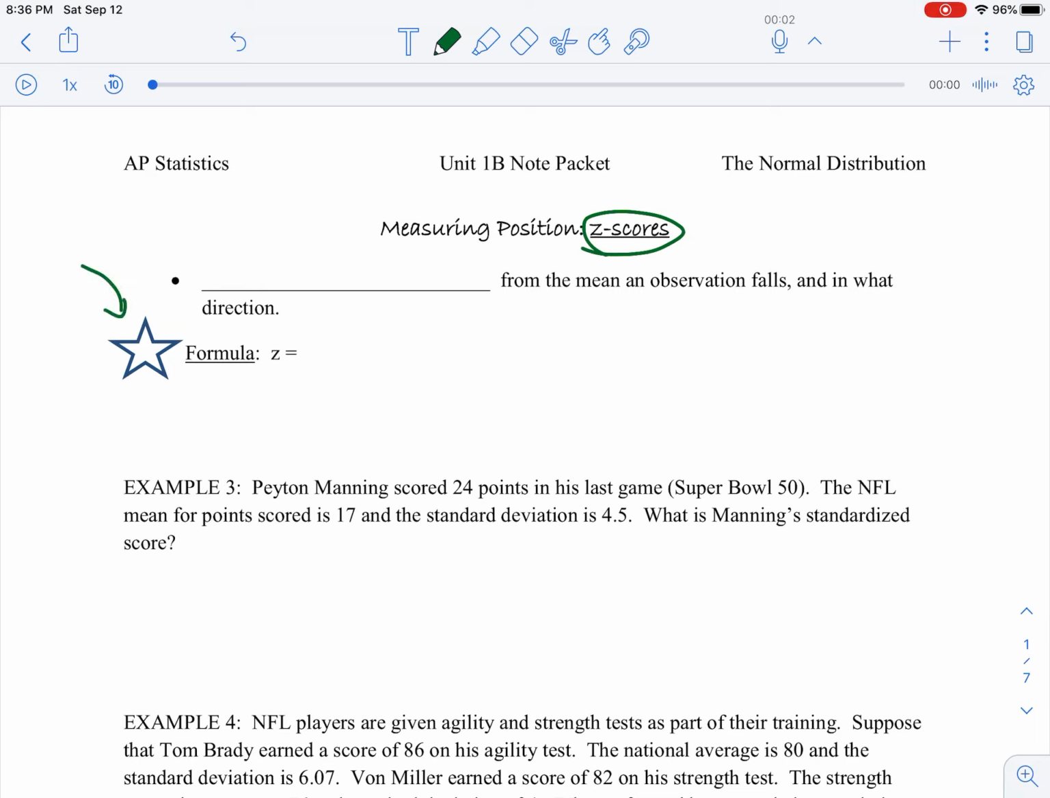And anytime we see a star, I don't remember if we talked about this yet, a star is pretty much you're guaranteed to see it on the AP exam. So in words, what we're going to do is we're trying to figure out how far a piece of data falls from the mean, okay? And we're going to do that in the form of standard deviations.